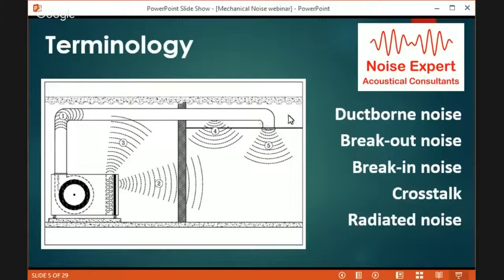Crosstalk would be the path between two different supply grills. And that can be an issue office to office. We had this issue in prison cells that unless you attenuate that path, that can be an issue in certain environments. And then radiated noise is the noise radiated from the unit, whether it's a rooftop unit or, in this case, a unit in a mechanical room. So those are the main paths we're looking at.